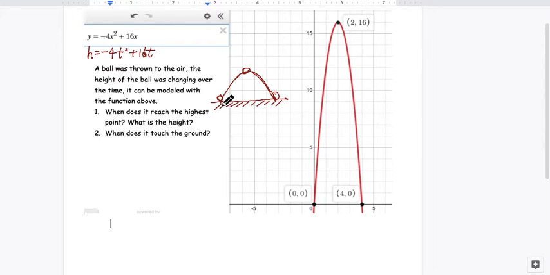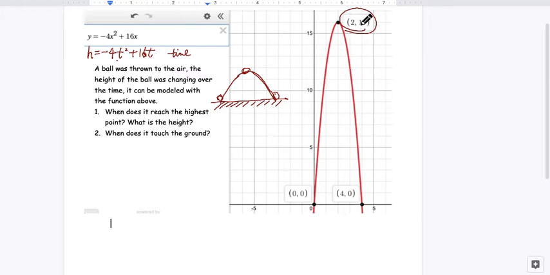Let's check the first question. The first question says, when does it reach the highest point? As we know, the highest point is the same as the vertex, so it's either the highest or lowest. When you throw the ball in the air, of course, it's going to reach the highest point. These coordinates represent the highest point. And remember, the independent variable, the input, is time. Height is changing over time.